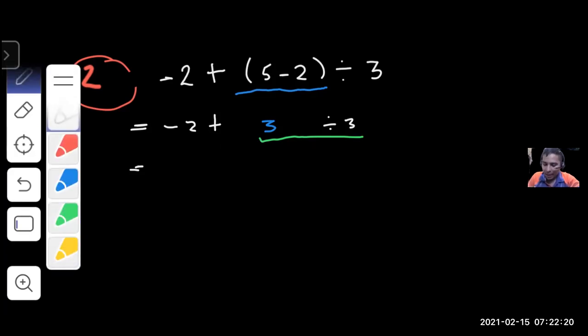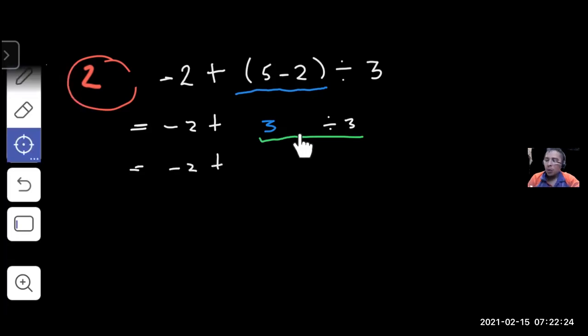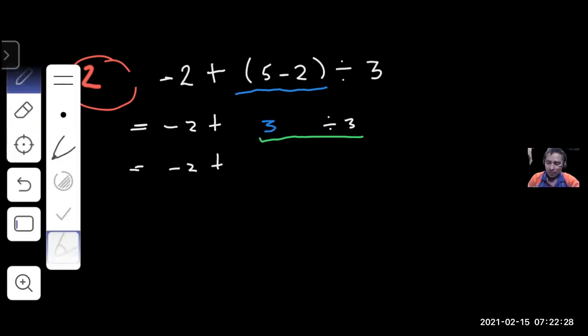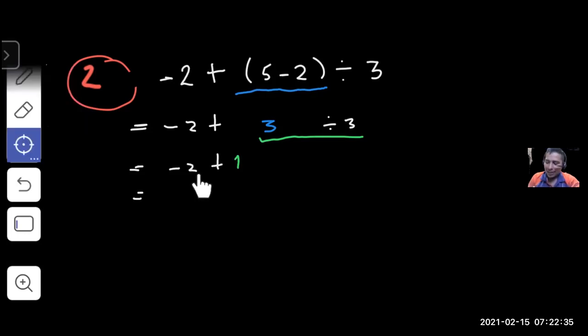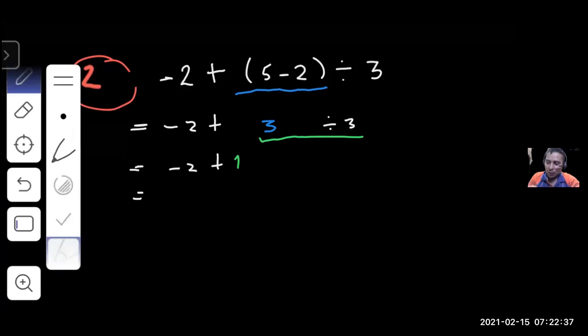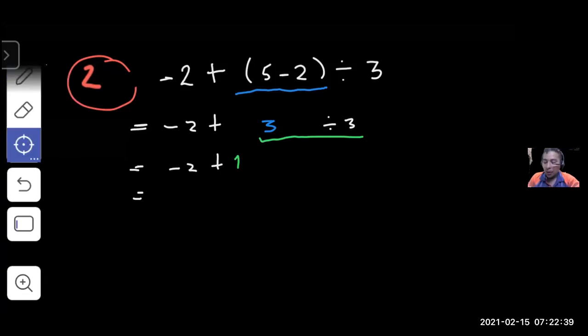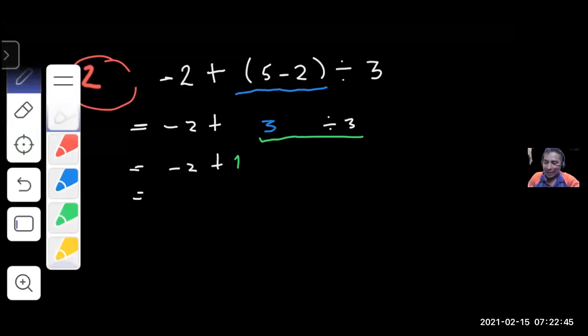Let's copy negative 2, and plus, now it's time to work with this. 3 divided by 3. What is that equal to? 1. Simple one. And now, guys, what is this? So it will be negative 2 plus 1. You say, Mister, we have different signs. Then we have to subtract 2 minus 1. As you told me, thank you very much, it's 1.